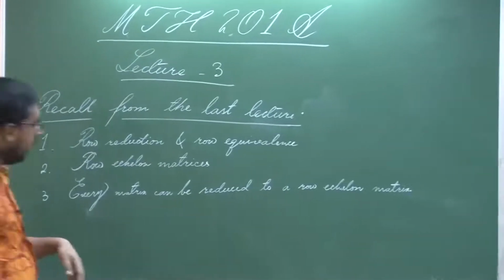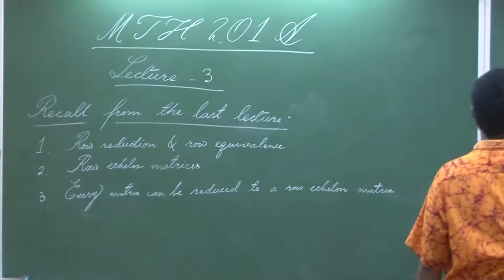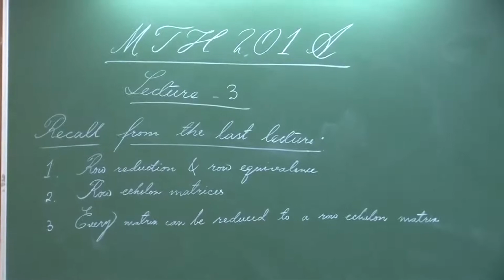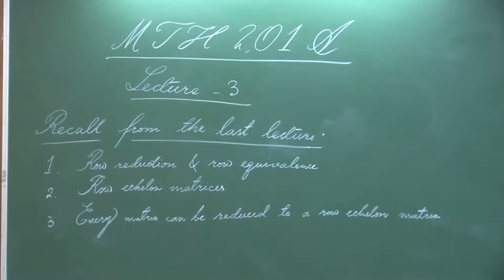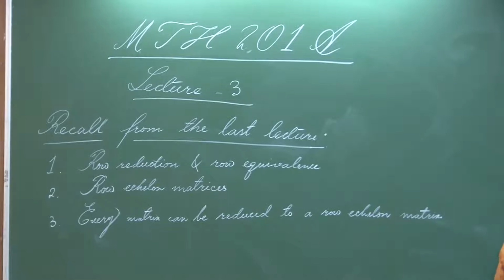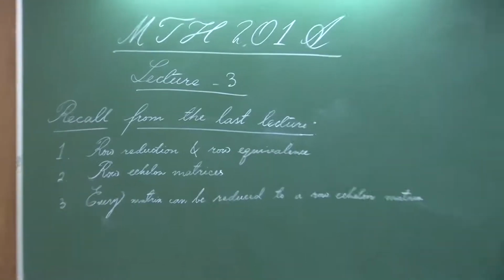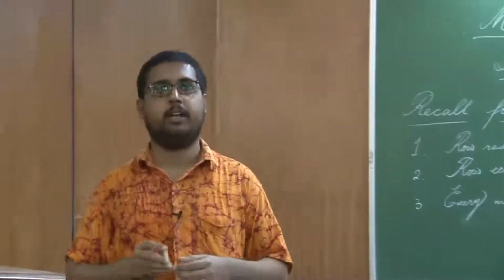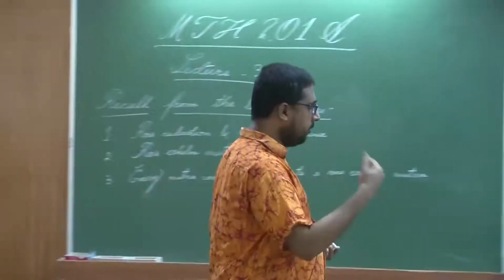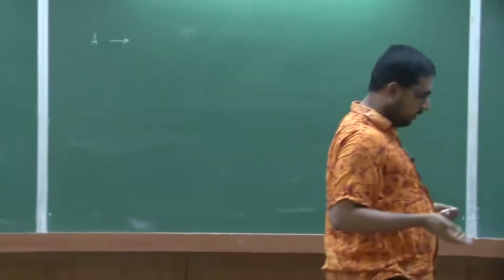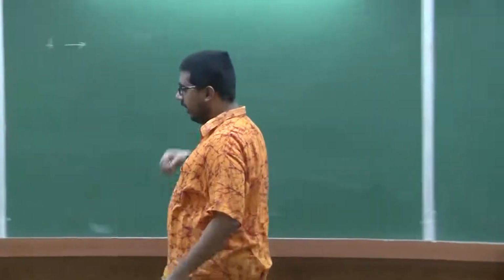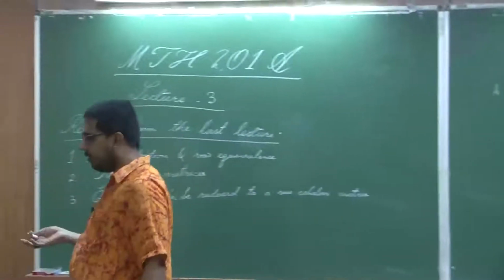So, let us recall from the last lecture that given a matrix A over a field, by a field here you can consider either Q, R or C. So, given any matrix, our aim is to reduce that matrix to a simpler matrix by applying elementary row operations. If you remember, applying elementary row operations is also called row reduction. So, given any matrix A, we would like to reduce it to a simpler matrix.